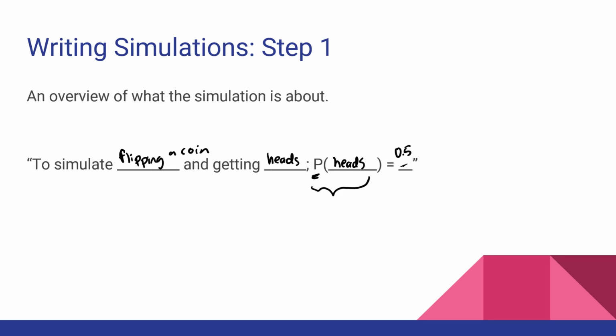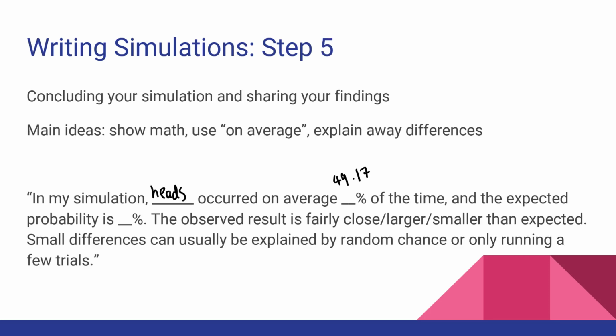And the expected probability, so that was given in our first step. Our theoretical or expected probability was 0.5, so 50%. Because when we flip a coin, we expect to see heads or tails, respectively, about 50% of the time. Now we have to compare how close was our observed probability to our expected probability. So we'd say the observed result is fairly close to the expected value, and then small differences can usually be explained by random chance or only running a few trials.